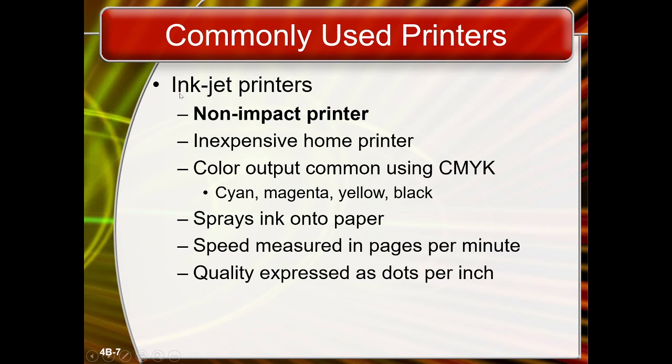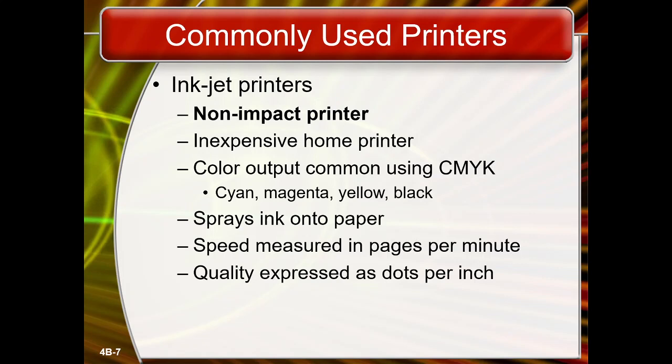Let's see what an inkjet printer is. This is a type of non-impact printer. They are comparatively inexpensive and usually used at homes. They use different schemes like CMYK, as we discussed in the previous lecture. Mostly they use the CMYK scheme, and they spray ink onto the paper based upon these colors and their mixtures. Speed is measured in pages per minute and quality is expressed as dots per inch or DPI.